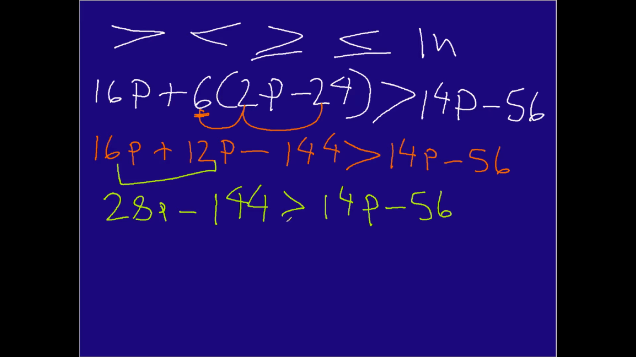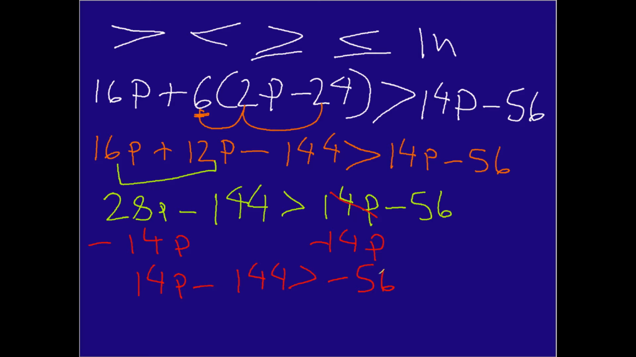Again, this is review of whatever you've done with a basic equation with an equal sign: we're going to subtract 14p from both sides. If I do this, I'm able to remove this 14p here because I'm subtracting it, and subtract it from over here as well. And so now I'm left with 14p minus 144 is greater than negative 56.